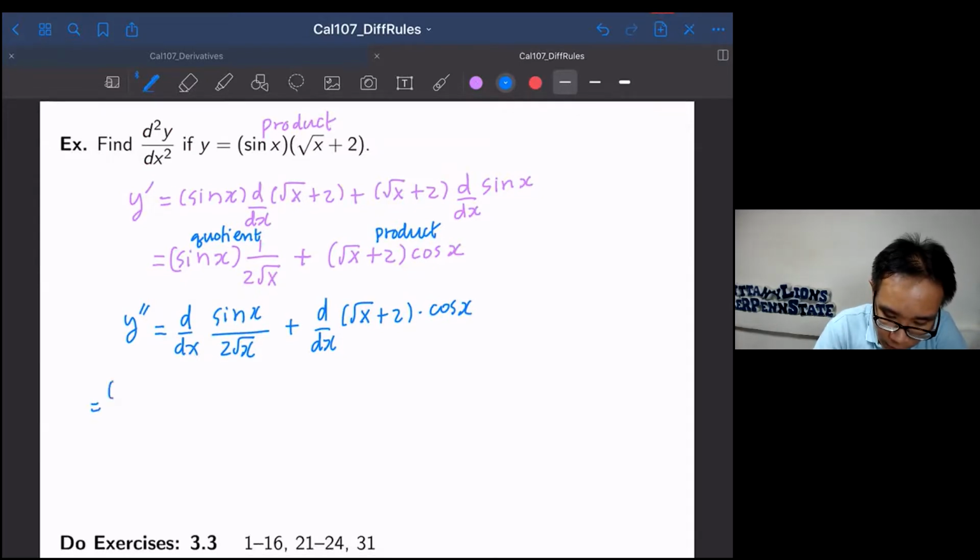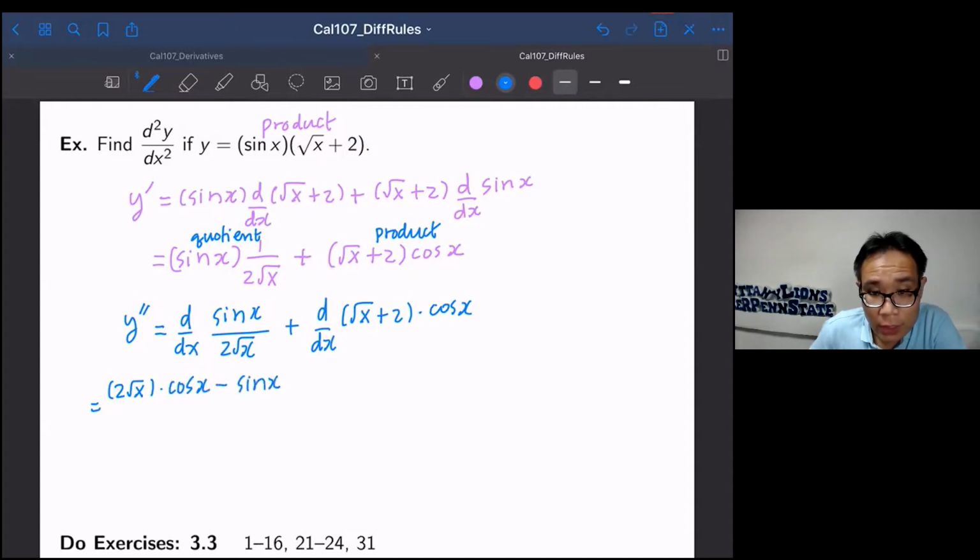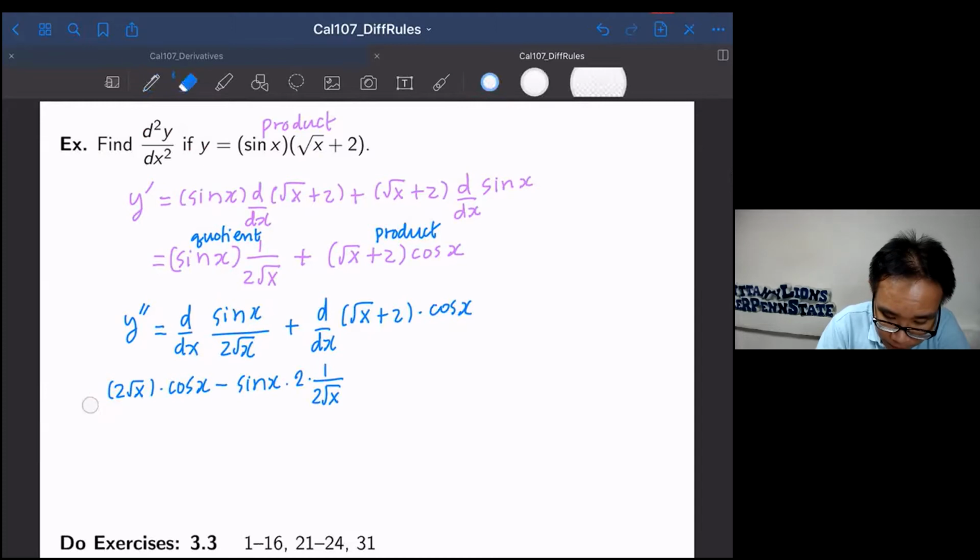So you get the bottom times the derivative of the top. So you get cos x, minus the top, which is sine x, times the derivative of the bottom. So you differentiate 2 root x, so it's going to be 2 times 1 over 2 root x. Okay, and it's going to be everything over 2 root x squared.